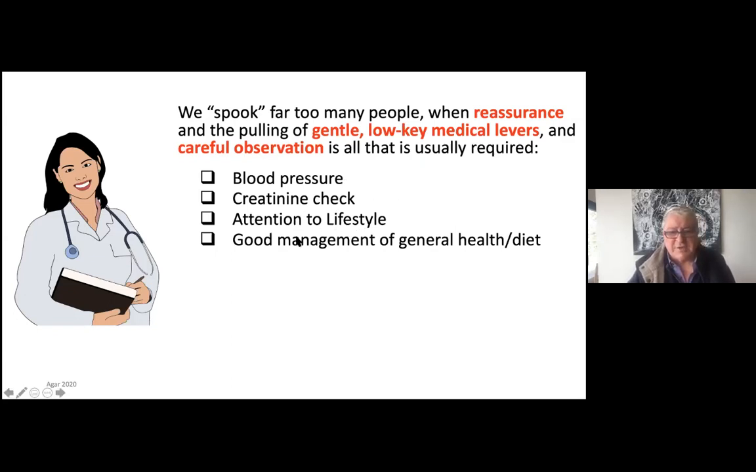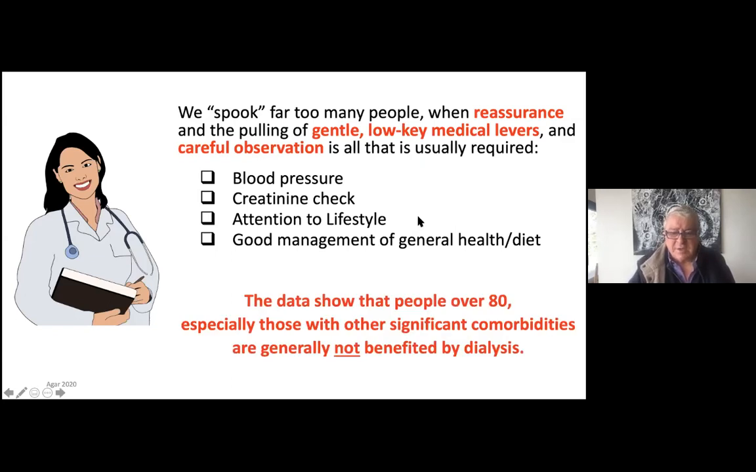If we pay attention to lifestyle and good management of general health and diet, the data would show us that people over the age of 80, particularly those with other significant comorbidities, are generally not benefited by dialysis. So we tend to attempt this sort of management rather than rush in with dialysis, because the evidence for people over the age of 80, particularly if they've got attendant heart disease, would tell us that they will not live longer with dialysis, but they will live worse. And so we need to be cautious, particularly in the elderly, about rushing in where fools fear to tread.